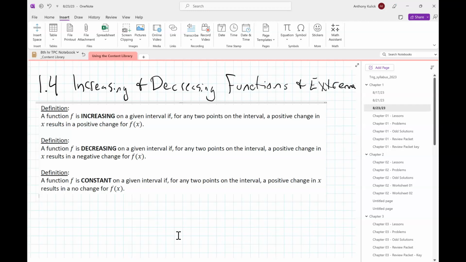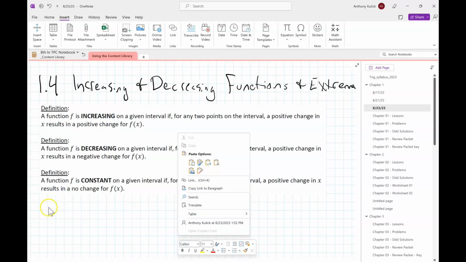That's the idea. So you imagine there's a little person that's walking along your graph, walking from left to right, just like we read, has to be from left to right. When he walks uphill, that's the part of the graph that's increasing. When he walks downhill, that's the part of the graph that's decreasing. And when the graph is flat, that's where it's constant. That's what those definitions are saying. That's the easier way to think about it. Let's do some examples.